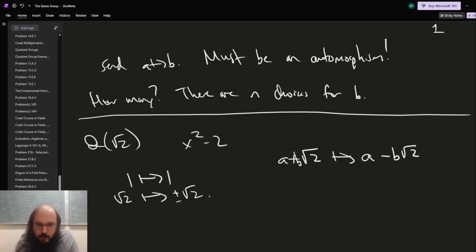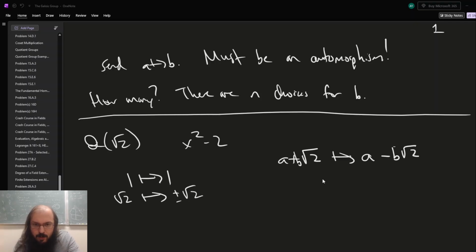If I choose this non-trivial component. Since this is a quadratic extension and the order is 2, this group of automorphisms has to be isomorphic to Z mod 2Z. And indeed it is, because this non-trivial thing, if you apply it to itself twice, minus times minus makes plus, you end up back in the original situation.